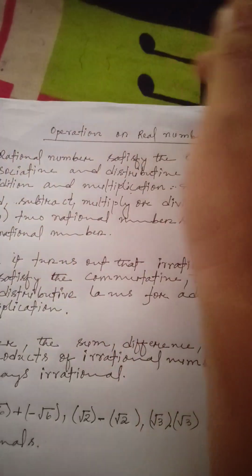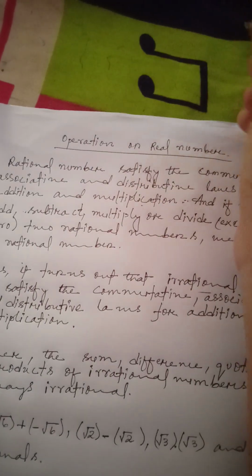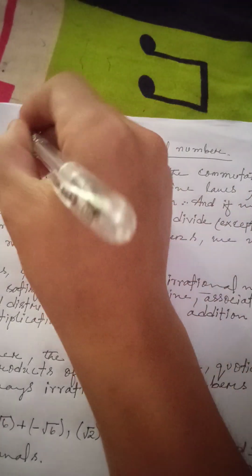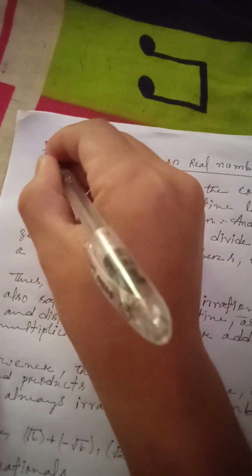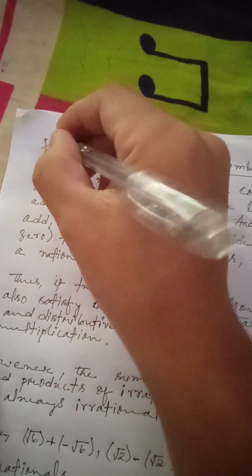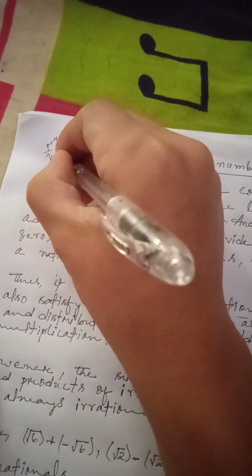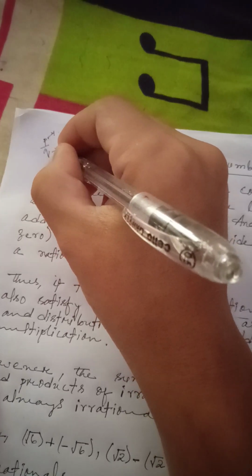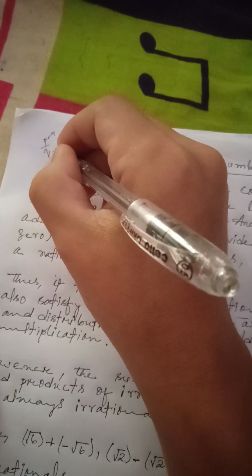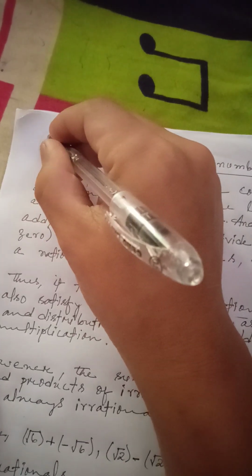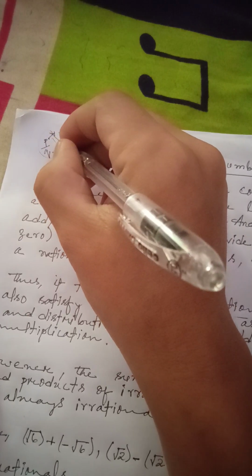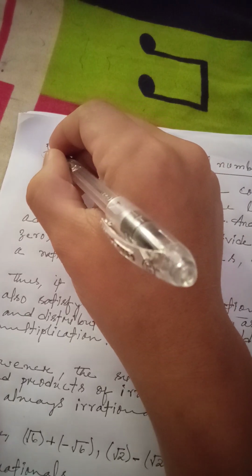Actually, if someone has a little doubt about rational numbers, then let us write here p by q. Any number which can be expressed in the form of p by q, provided p and q are integers and q is not equal to 0, such numbers are known as rational numbers.